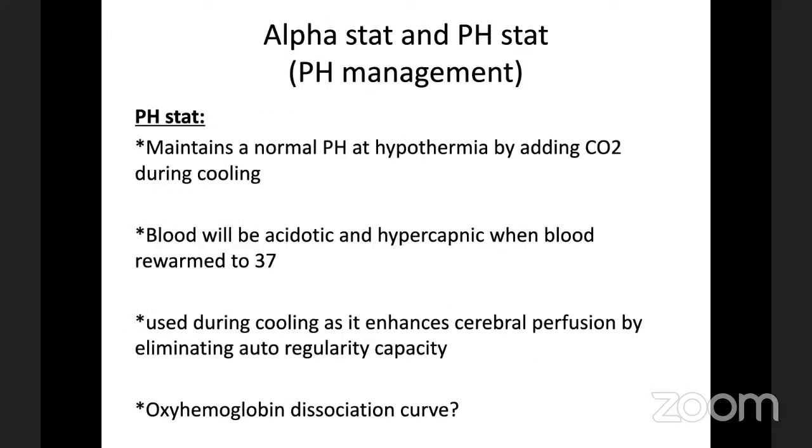And then talking about alpha stat and pH stat, these are the strategies that we are using for pH management. So we have two strategies, pH stat and alpha stat. For pH stat, they are saying that it gives homogeneous cooling, okay? But it has also some adverse effects on the patient. It maintains a normal pH at hypothermia by adding CO2 during cooling. And the blood will be acidotic and hypercapnic when the blood is rewarmed to 37 because you're adding CO2. It's used during cooling as it enhances cerebral perfusion by eliminating autoregulation capacity.